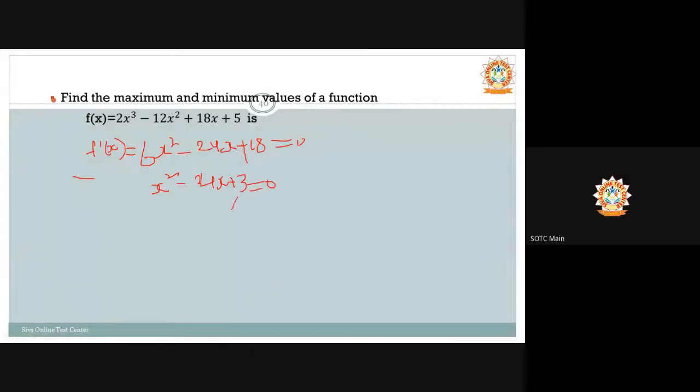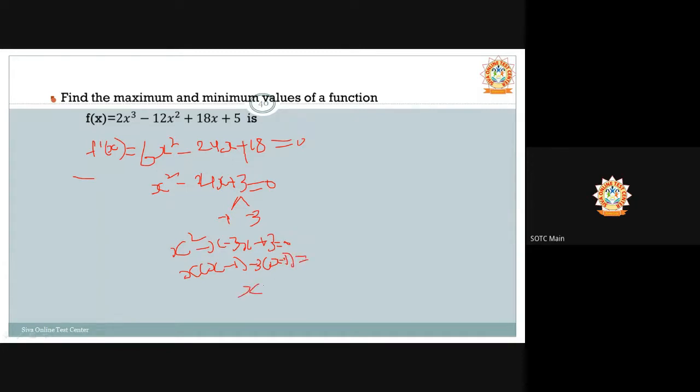Right? So 3 can be written as the sum of minus 4. It will come minus 3 into minus 1, or minus 1 into minus 3. You can write like this. So it will come x square minus x minus 3x plus 3 is equal to 0. So from this, you can take x as common, it will come x minus 1. You can take minus 3 common here, it will come x minus 1. So your x will become 1 comma 3.